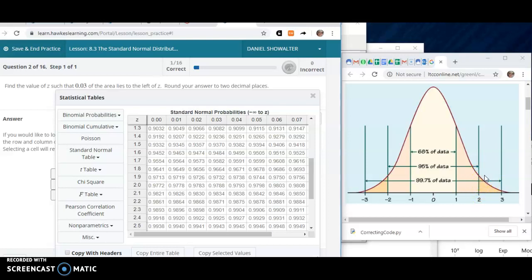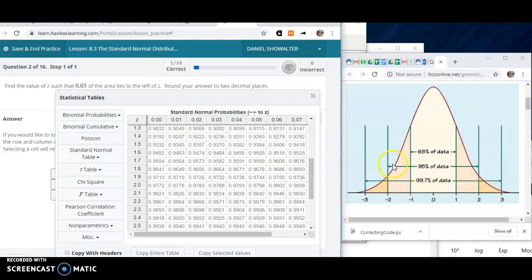What if we said something even more specific, like 2.24? Well, again, we'd go to the 2.2, scroll over here until we're in the column that ends in 4. That gives us 2.24, and that would tell us 98.75% of the data is to the left of a z-score of 2.24.